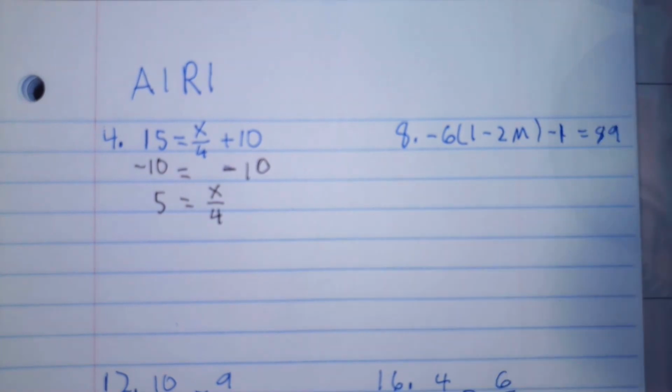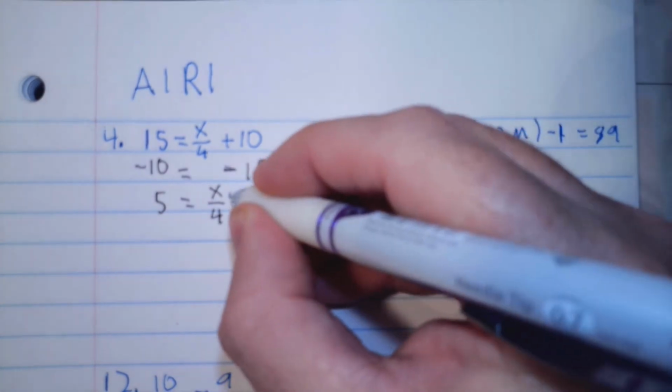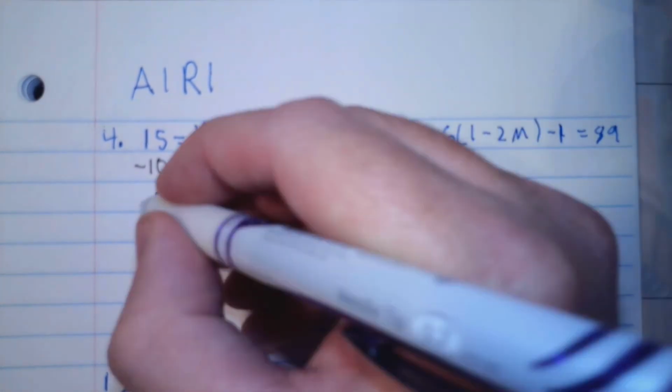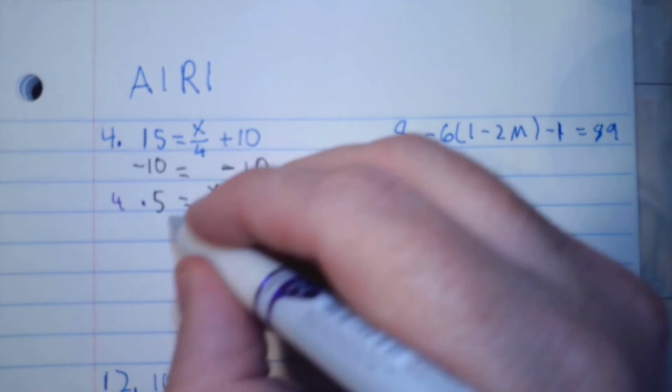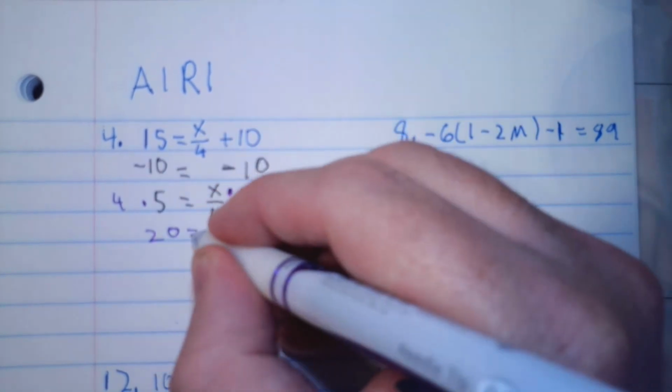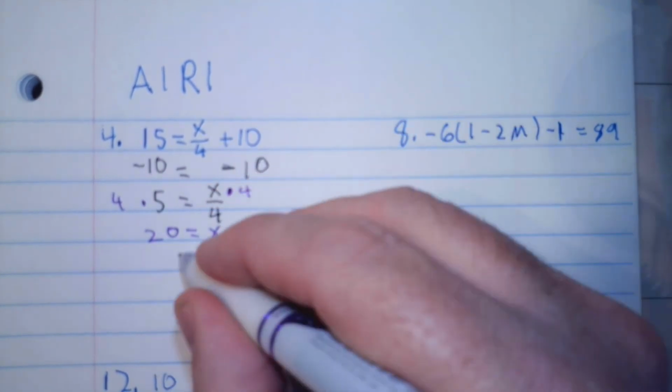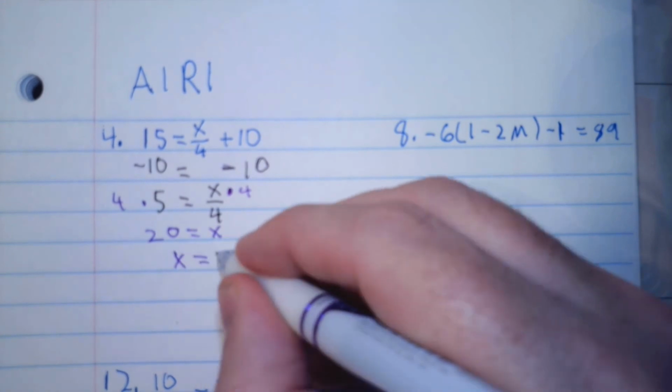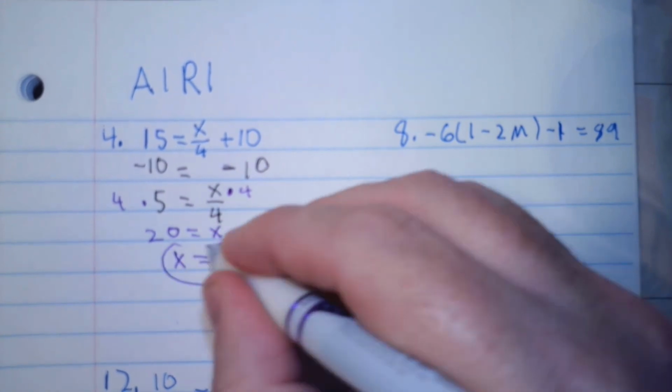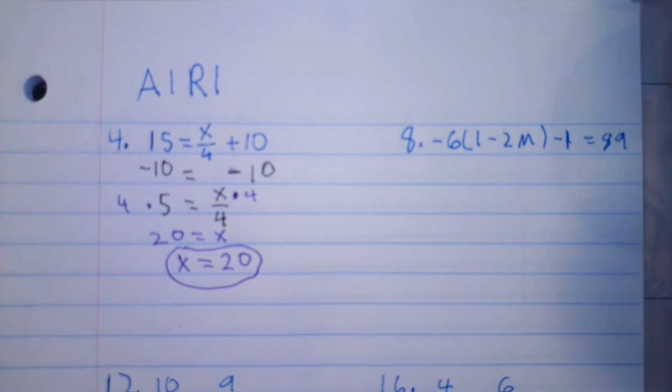Now we just do one more step here. We're going to just multiply both sides by 4. And we're going to get 20 equals x. And that is ugly, so we're going to flip it around and make x equals 20. And we are done.